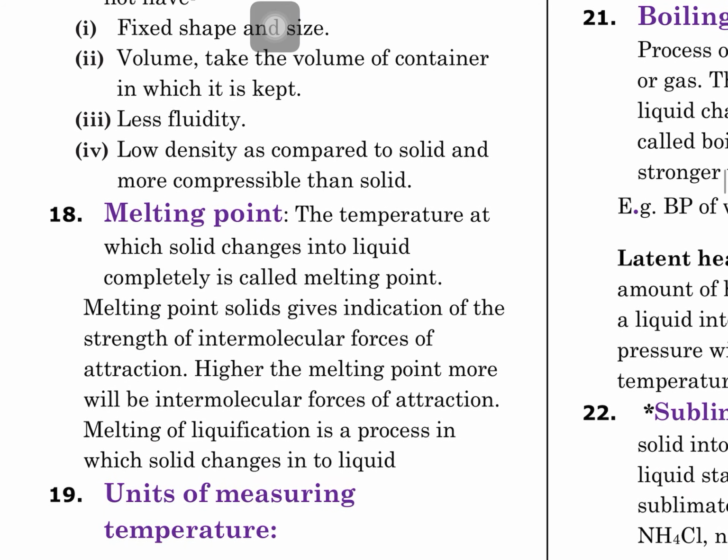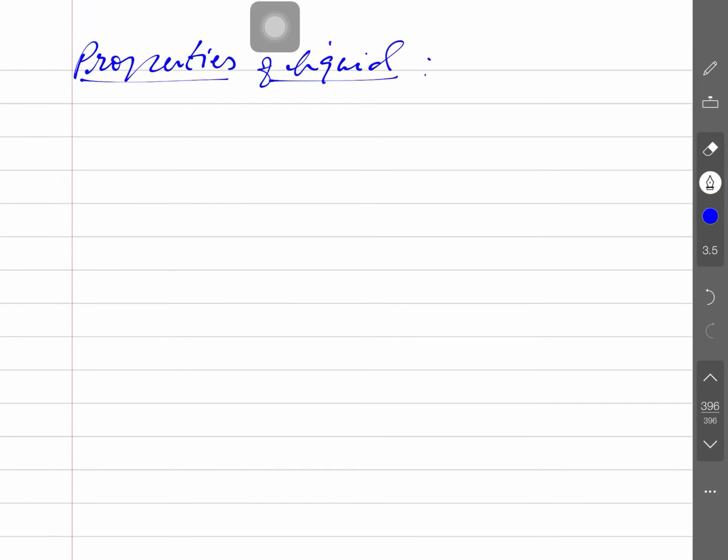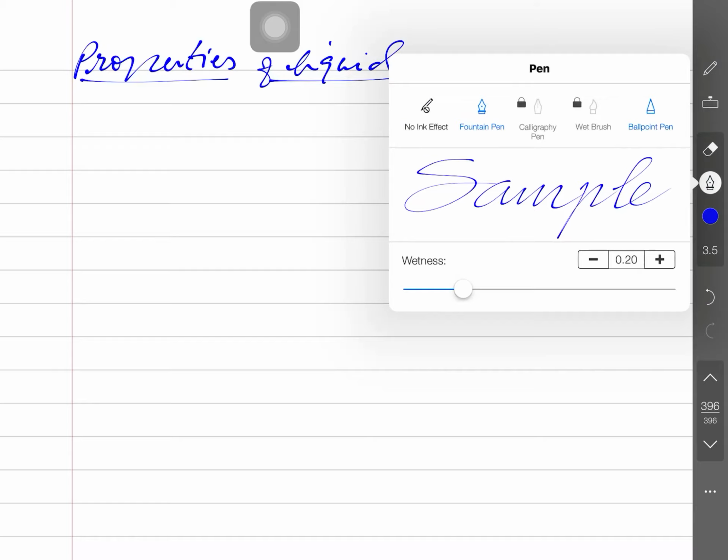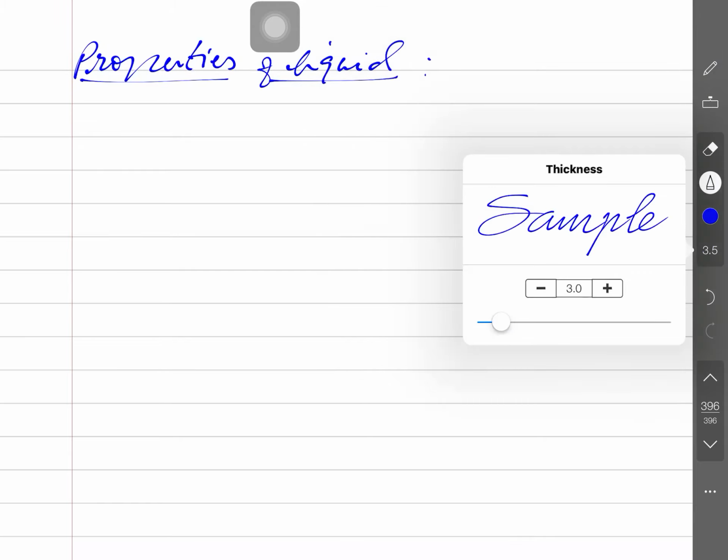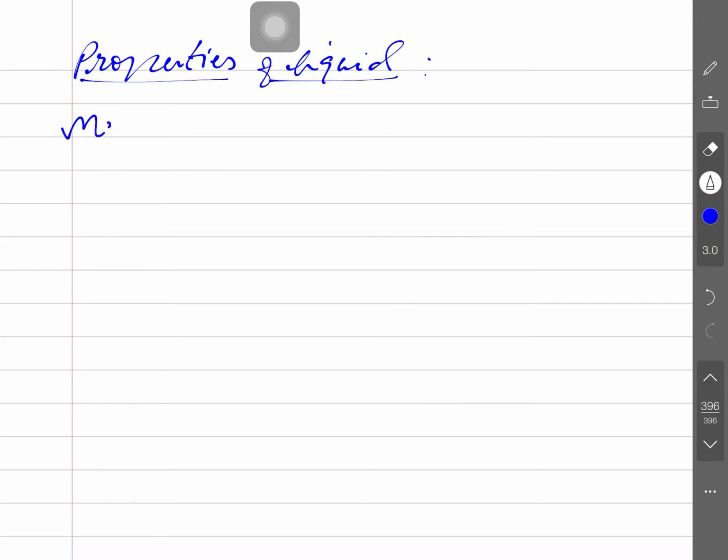And the first important property of liquid to be discussed here is melting point. This is the aspect of liquid that we generally discuss. So, what do you understand by melting point? What is melting point? You will understand this well. What do you understand by the term melting point? This is very simple. You can understand this, MP, melting point.